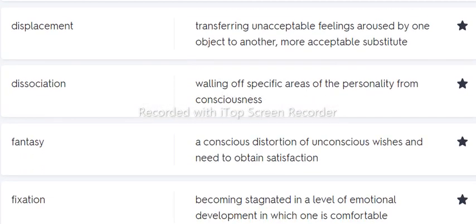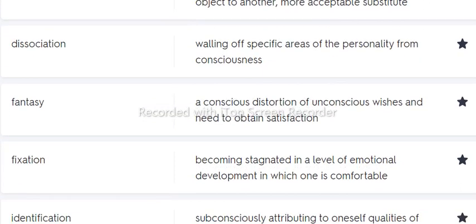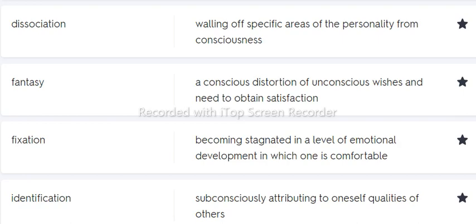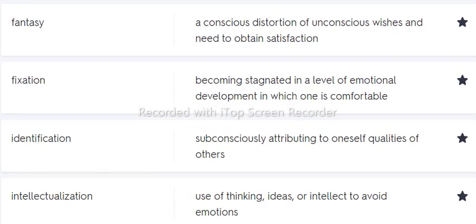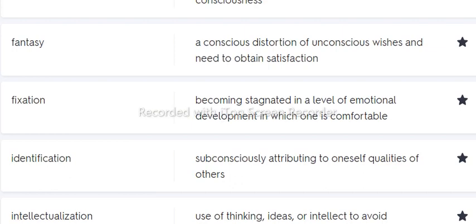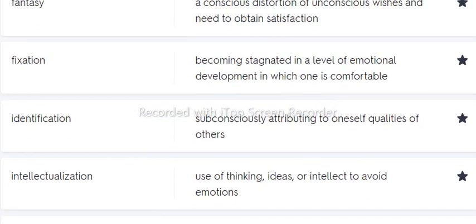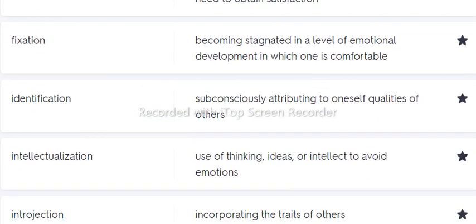Dissociation. Walling off specific areas of the personality from consciousness. Fantasy. A conscious distortion of unconscious wishes and need to obtain satisfaction. Fixation. Becoming stagnated in a level of emotional development in which one is comfortable. Identification. Subconsciously attributing to oneself qualities of others.